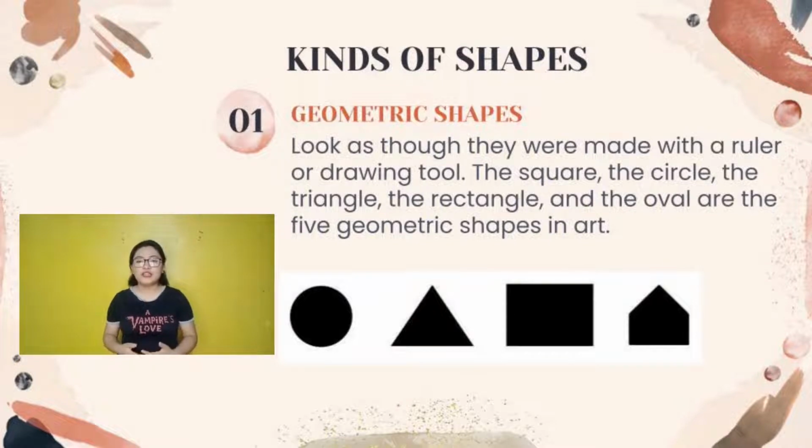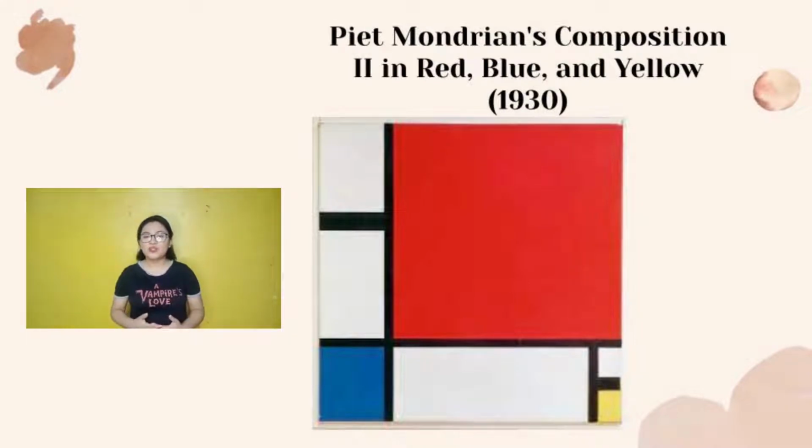They have clear edges or boundaries, and artists often use tools such as protractors and compasses to create them, to make them mathematically precise. An example of art that uses geometric shapes as abstract art is Piet Mondrian's Composition 2 in Red, Blue, and Yellow, 1930.